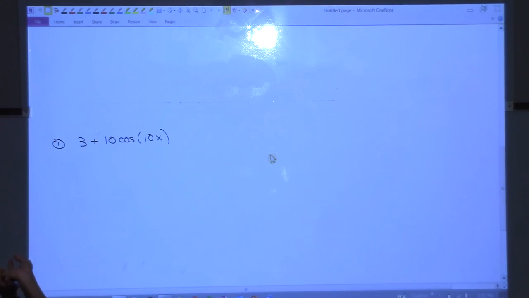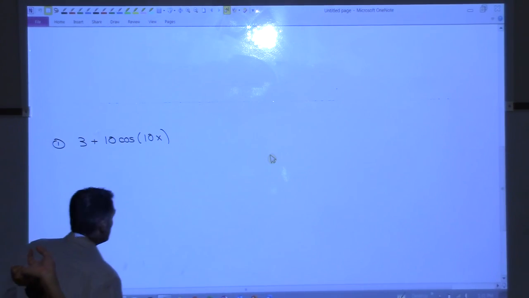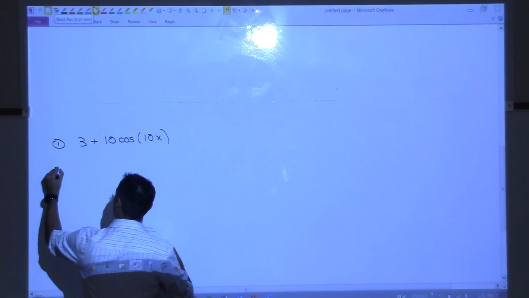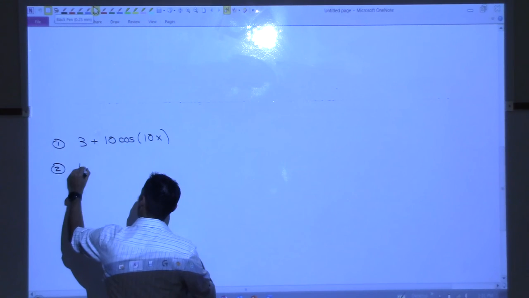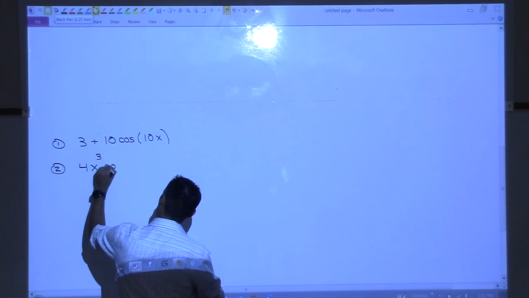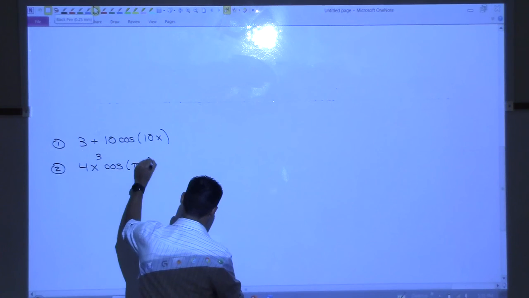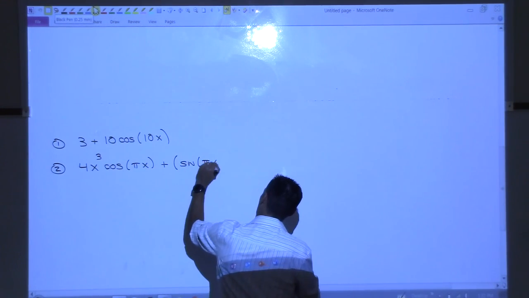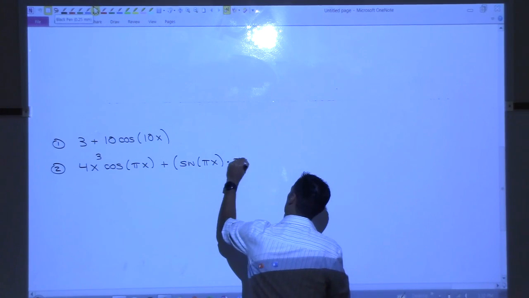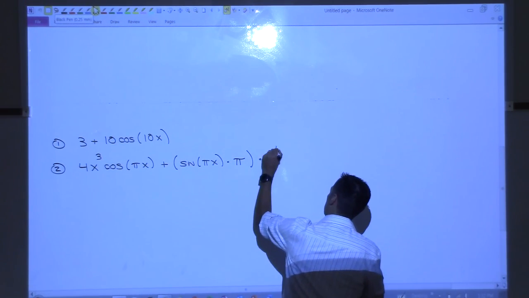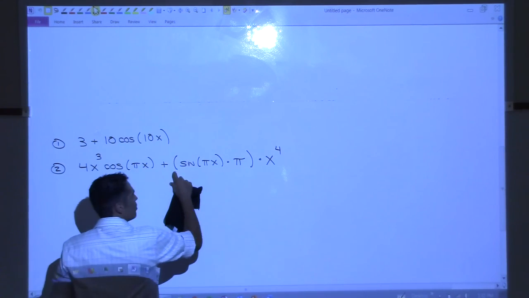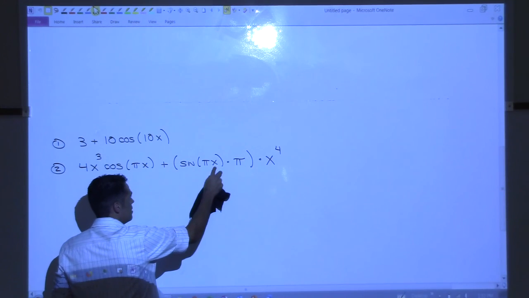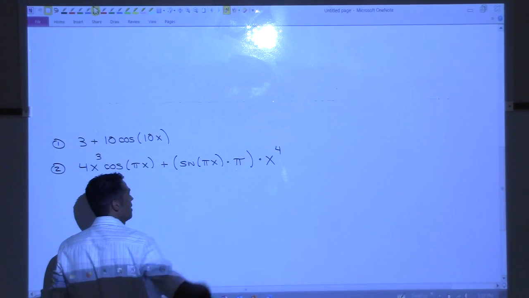No? Okay. I think on the next one, I'm going to leave it a little more simplified or unsimplified. 4x cubed cosine of pi times x plus sine of pi times x times pi times x to the 4th. You don't need this set of parentheses here, but you do need this set because pi x is inside sine, so that pi cannot go inside.